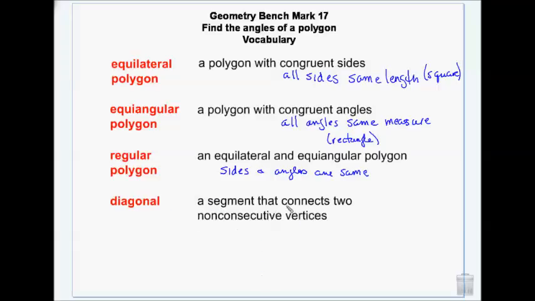And then the diagonal, we talked about that. That's a segment that connects two non-consecutive vertices. See the previous page for that, or I'll just draw another one. Ta-da. Diagonals.